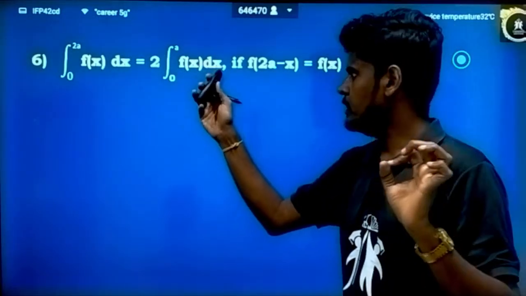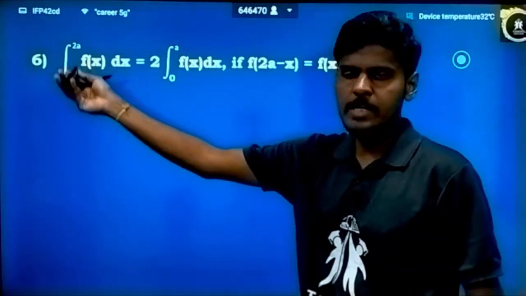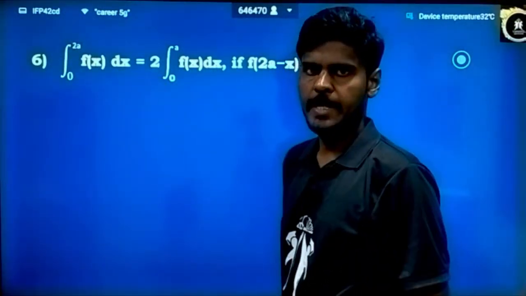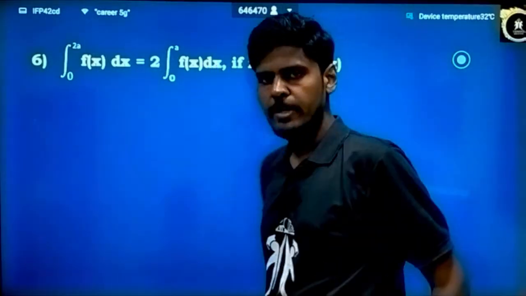We will just go through the proof for this. Again by using the substitution property. Now what we will do for this is, again break the integral 0 to 2a as the integral 0 to a f of x plus the integral a to 2a f of x.